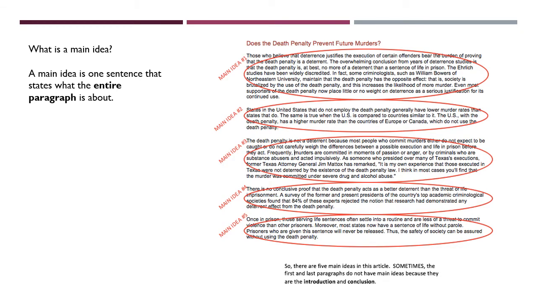In this article, there are 5 paragraphs. So there are 5 main ideas because each paragraph has its own main idea. Keep in mind, though, there are some articles in which the first paragraph and the last paragraph may not have a main idea because it is an introduction and it is a conclusion.